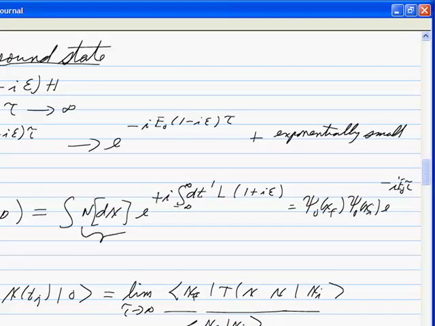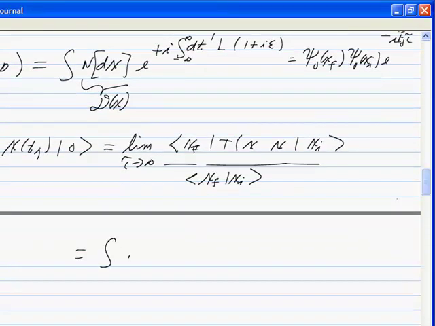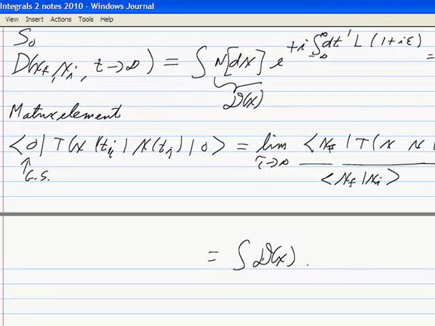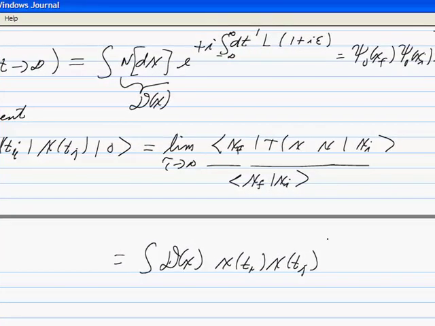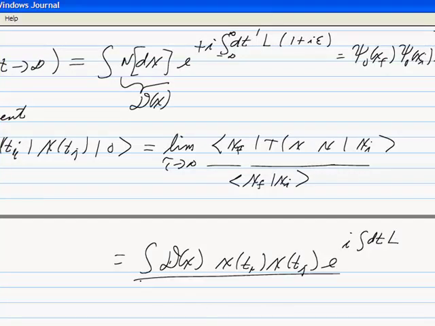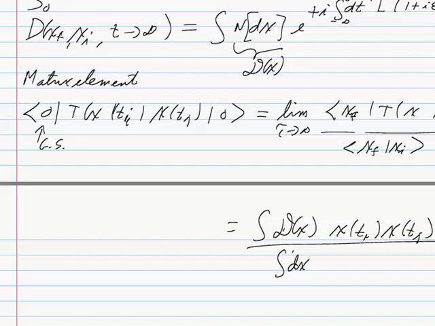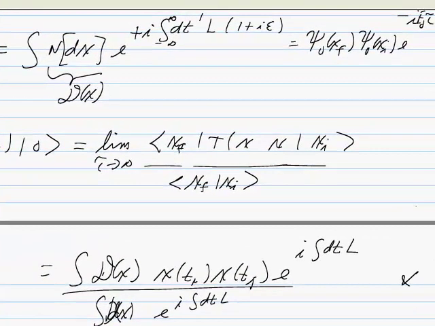Actually, let me go back and just write that as the integral dx, the normalization and all those integrals. So it's the integral dx, x of ti, x of tj, e to the i integral dt of the Lagrangian, over the integral dx, the script D of x, e to the i integral dt of the Lagrangian. All right, so we're whipping right along there, but that's our quantum mechanics.